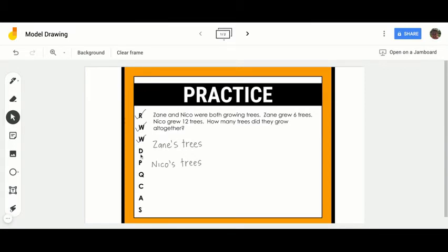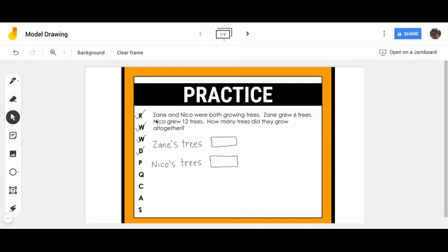So now to the D, and I remember that the D stands for draw, and I'm going to draw unit bars. And remember, when I'm drawing my unit bars, I make them the same size. All right, so there are my unit bars. Check mark the D. And now I go to the P, and the P stands for plug in information. So I'm going to read sentence by sentence to figure out what information I need in order to solve my problem. And my question is asking how many trees did they grow all together?